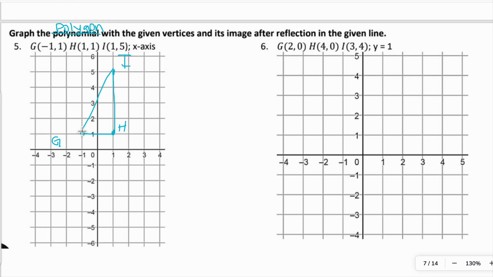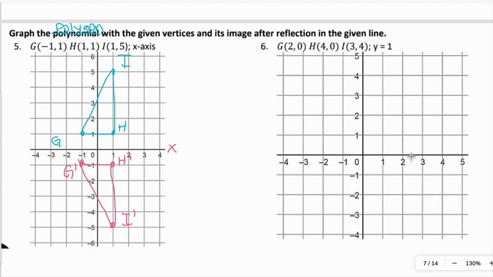And then I'm going to change colors just so we can clearly see that reflection across the x-axis. So H prime would end up here at 1, negative 1. 1, negative 5 would be I prime. And then negative 1, negative 1 would be G prime. So we've got that nice reflected image.